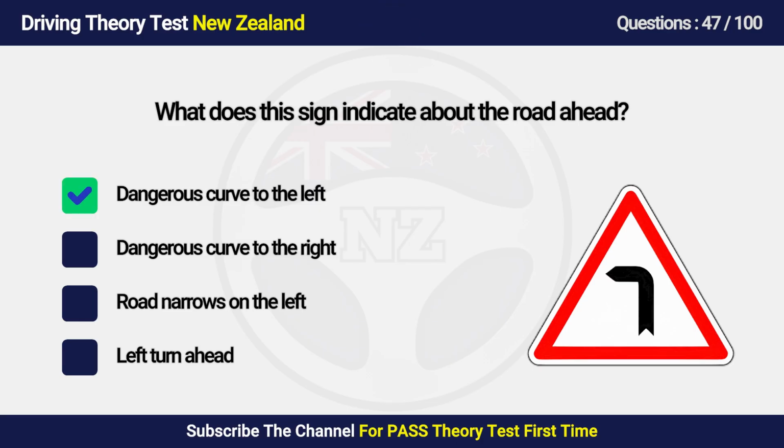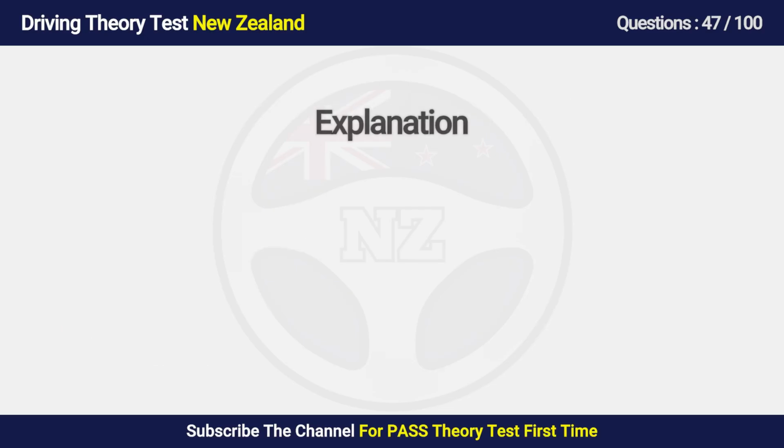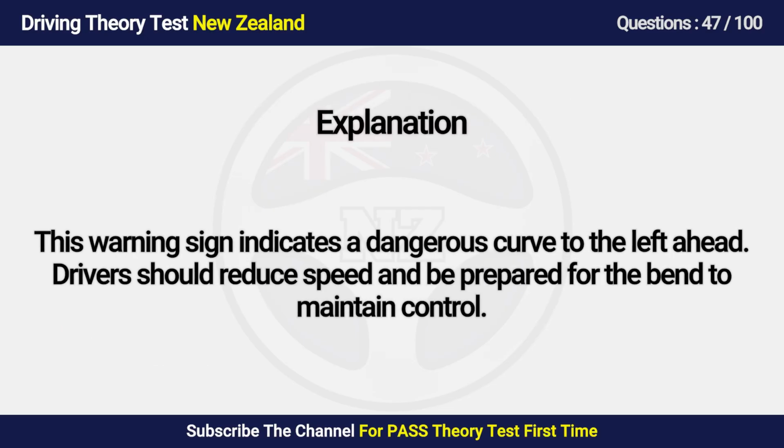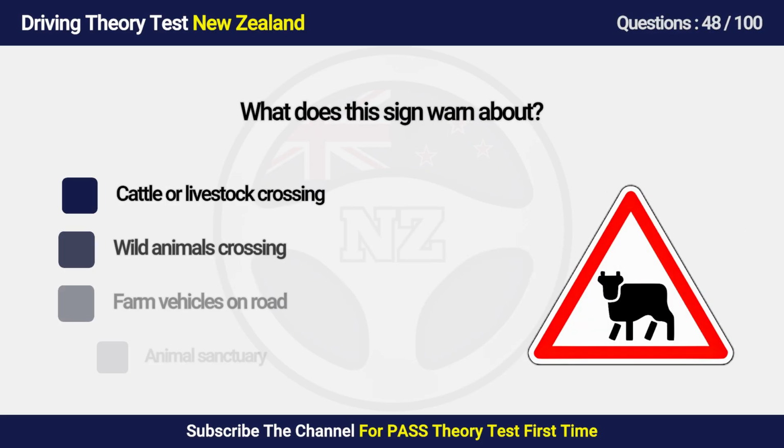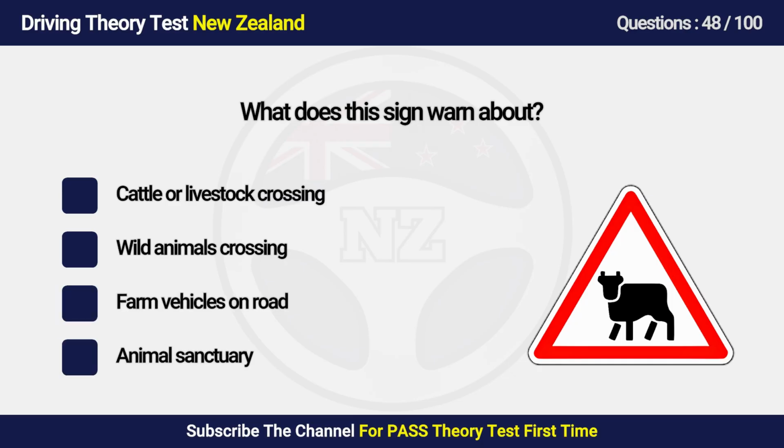Answer is A. Dangerous curve to the left. This warning sign indicates a dangerous curve to the left ahead. Drivers should reduce speed and be prepared for the bend to maintain control. Question 48. What does this sign warn about? A. Cattle or livestock crossing.